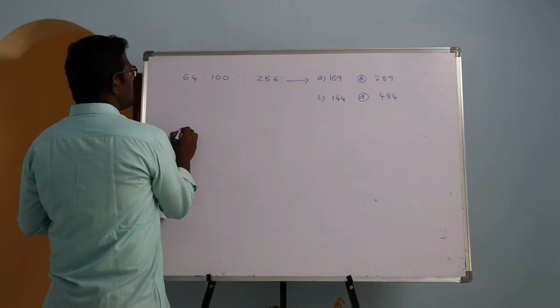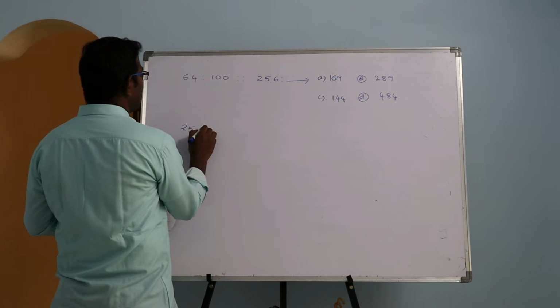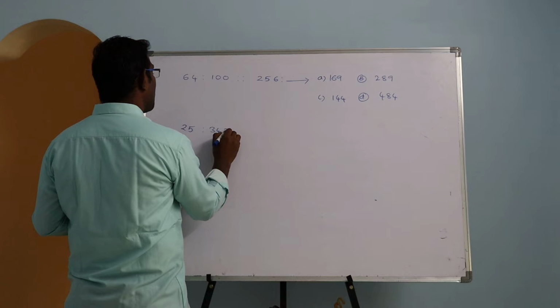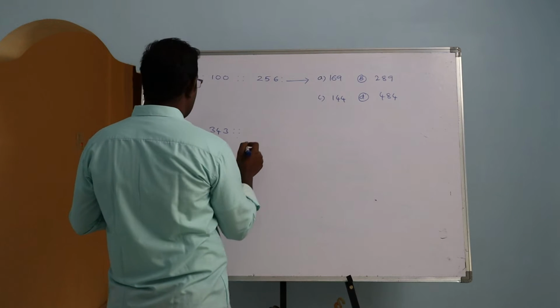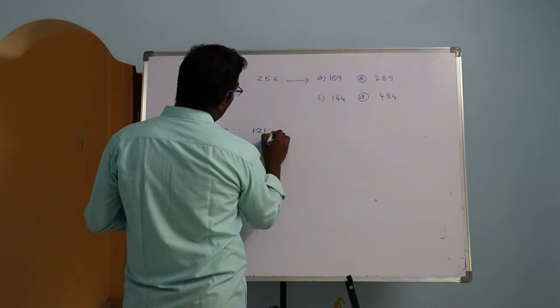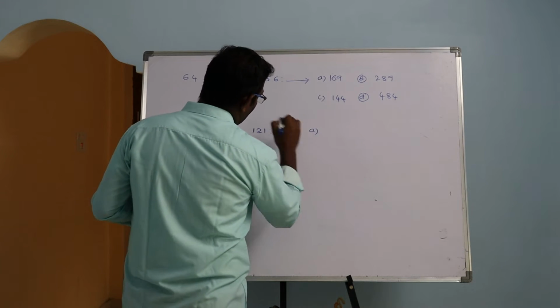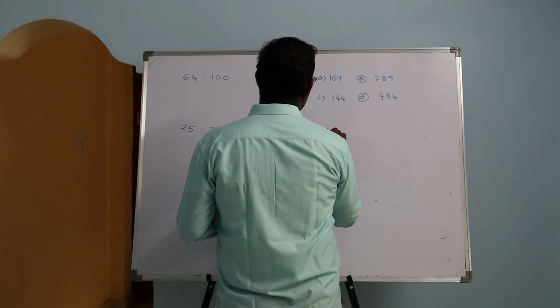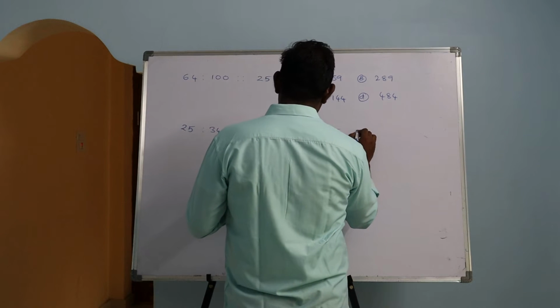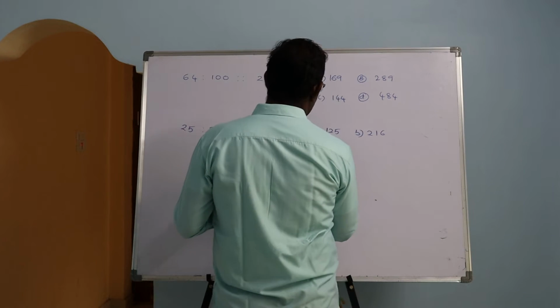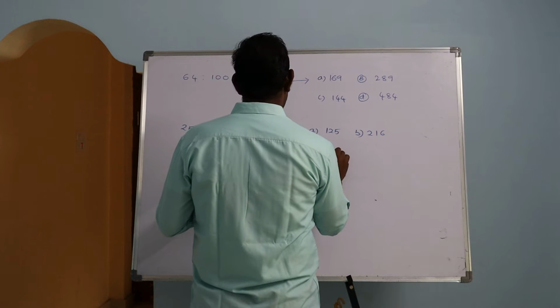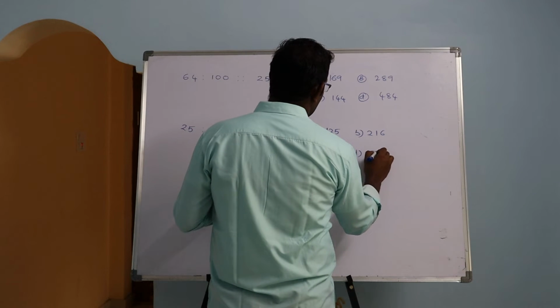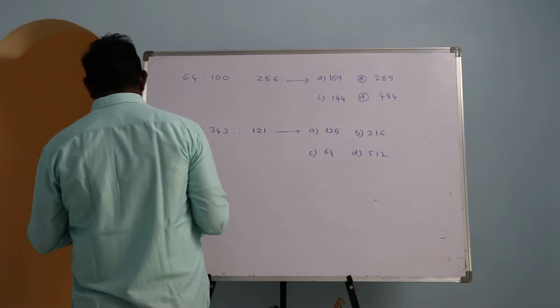Next bit, sir. 25 is related to 343 as 121 is related to dash. Option A 125, option B 216, option C 64, option D 512.